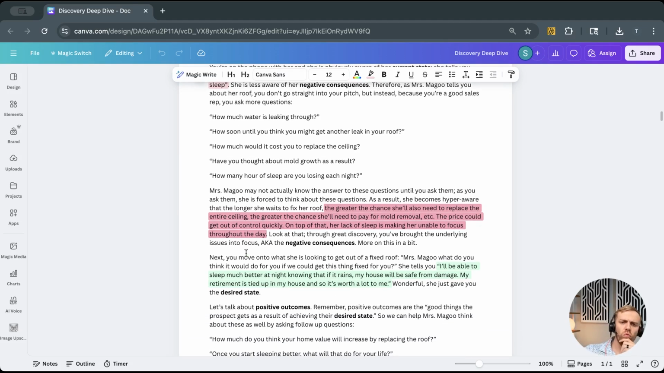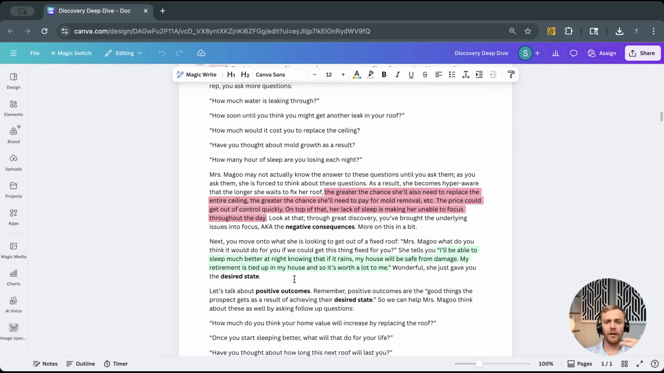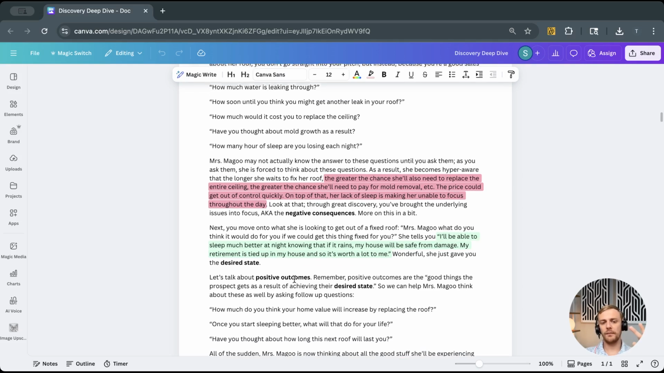Okay. Next, you move on to what she'll get out of the fixed roof. So you just ask simply, "Hey, what do you think this could do for you?" Or I guess, why would it be good for you if you could fix it? What do you think it would do for you if we get this roof fixed for you? She said, "I'll be able to sleep much better at night, knowing that if it rains, my house will be safe from the damage. My retirement is tied up in my house, and it's worth a lot to me." Boom, that's her desired state. Her house will be safe, she'll sleep better, and it protects her most valuable asset.